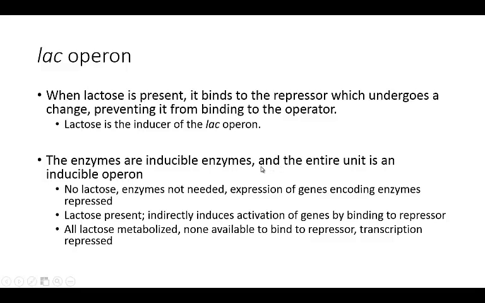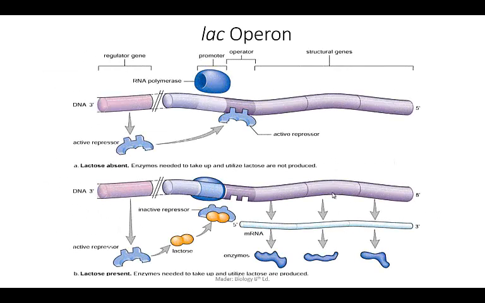So in the absence of lactose, the repressor is made. These enzymes are not needed. The expression of the genes encoding these enzymes is thus repressed. If lactose is present, lactose can bind to the repressor, stopping it from binding to that operator, and it can then induce activation of genes. Once all that lactose is metabolized, or we don't need it anymore, there's none left or able to bind to that repressor, and that transcription will cease.